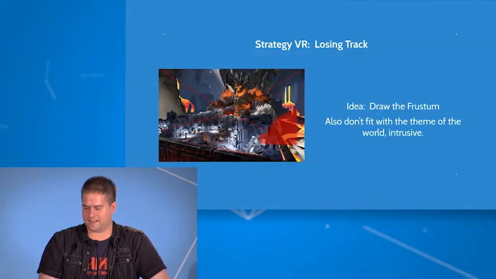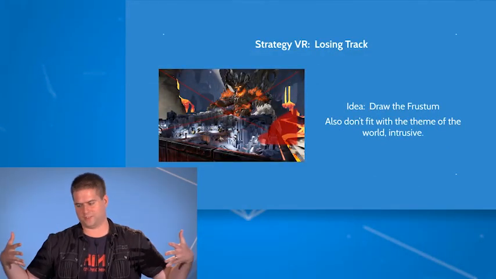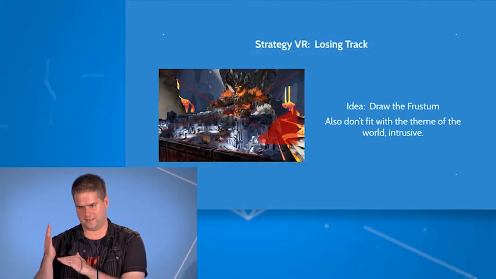So the second idea we had was to actually draw the camera frustum in the world, and then when you got close to it, make it visible so that people had something up close to their face that they wanted to move away from. And again, that worked, but it's kind of intrusive to the world. In this image, that's the camera frustum, and the player's moving to the right, and we start drawing it up in their face to try to get them to move away. And again, it worked, but it didn't look super cool.